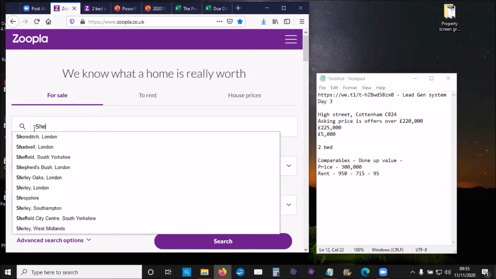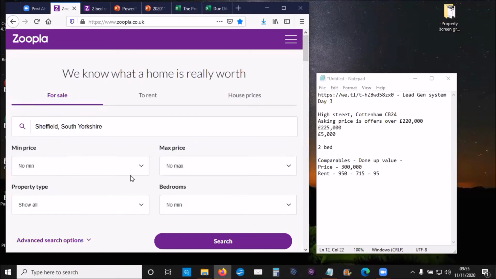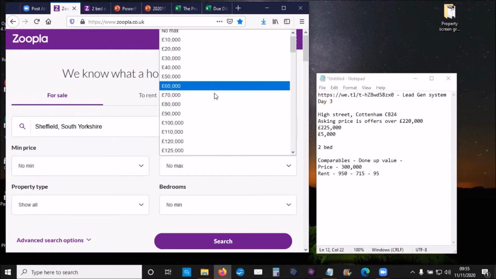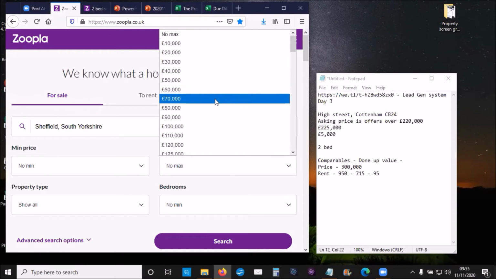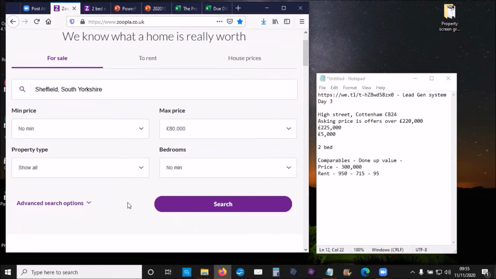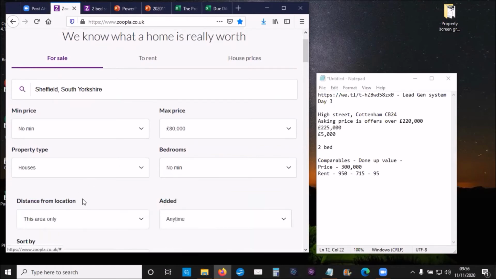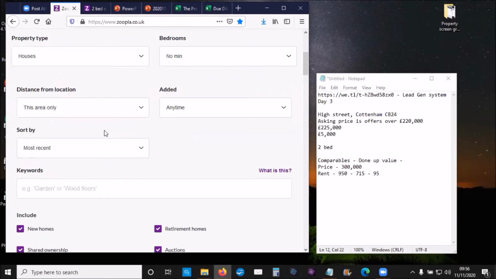No, in fact, we are going to find one in Sheffield. It's a smaller town, so we can focus on just a small area. Okay, maximum price. What we want to look for are very cheap properties, £80,000. Property type, houses, advanced search options.